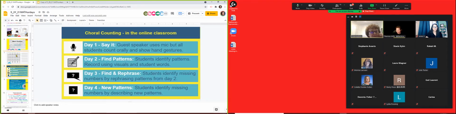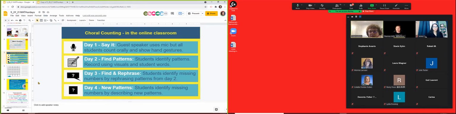So I keep moving it, on slide 7, I have what I would typically do over multiple days. One of the beauties of choral counting is it just gets all the kids counting the numbers out loud, doing hand motions, doing body motions, and more. We're going to really zero in on day 2 when we're finding the patterns.